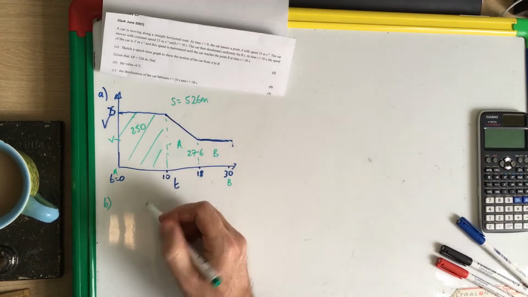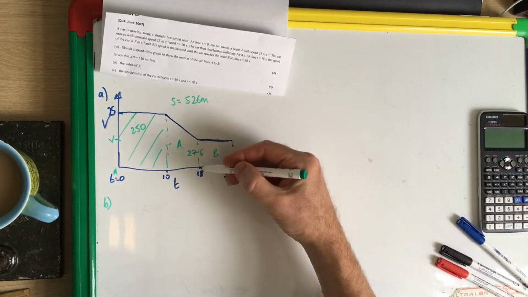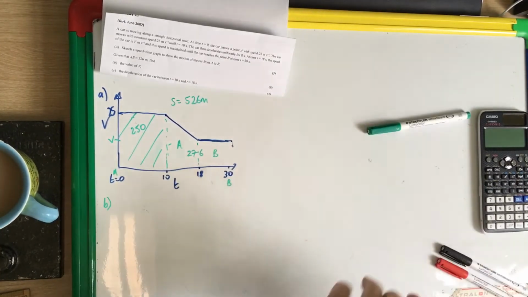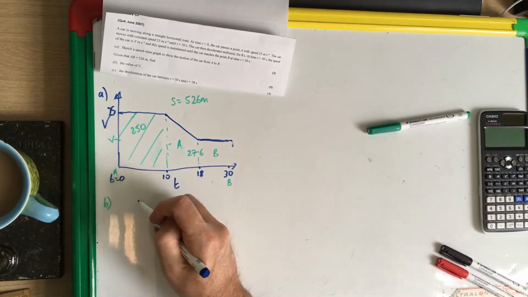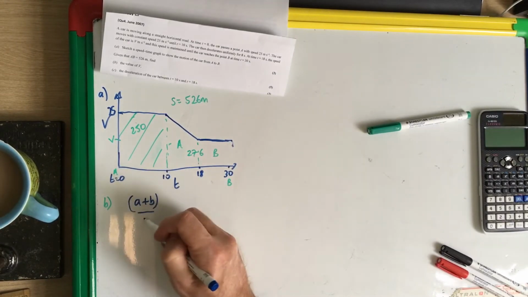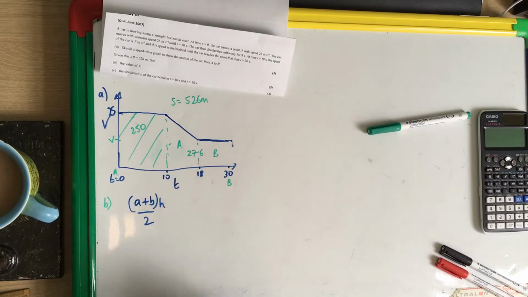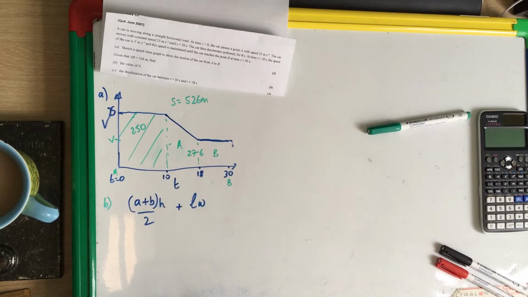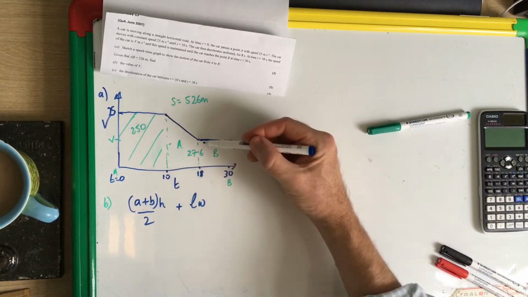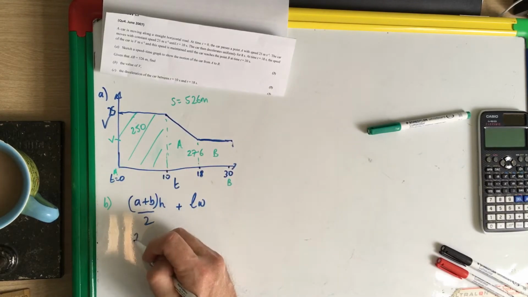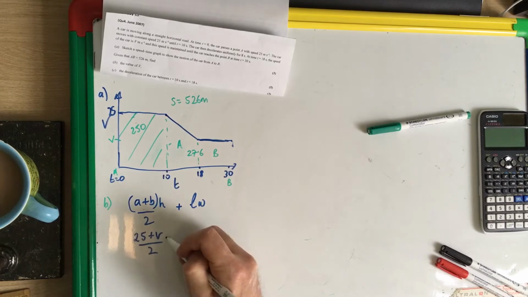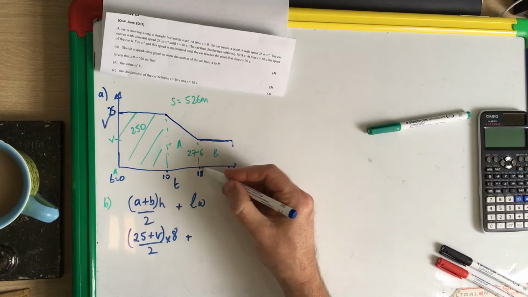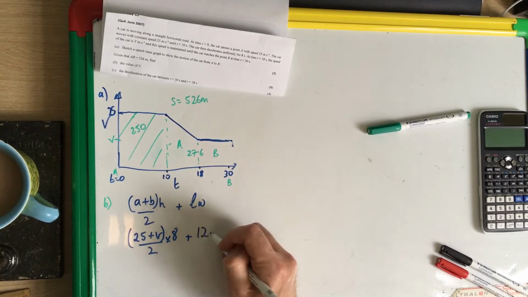Okay, so the area of A is, because it's a trapezium, these are your two parallel sides. The area of a trapezium is a plus b divided by 2 times h, isn't it? And the area of a rectangle is length times width. Well, that distance is 25 and that distance is V here. So this is 25 plus V divided by 2 times 8, because it's 8 seconds. Plus length times width, and that is 12 times V. So 12V.